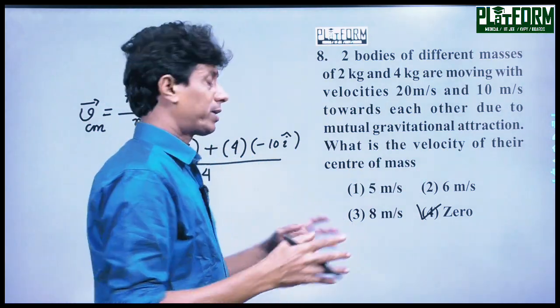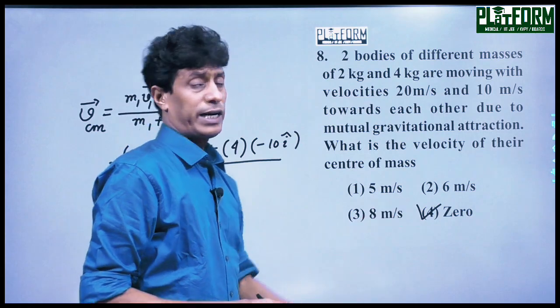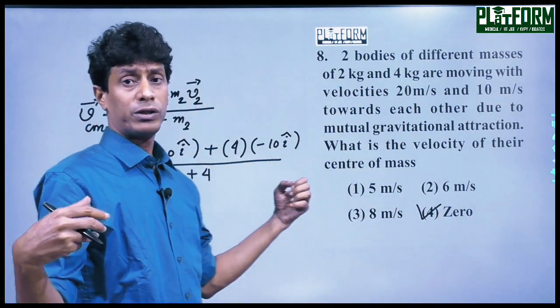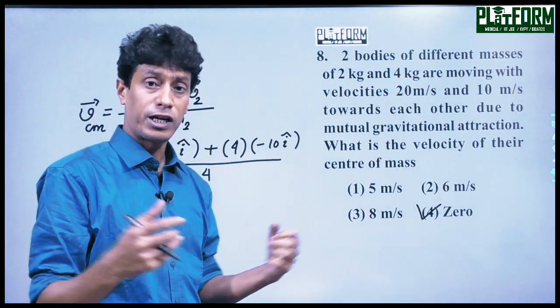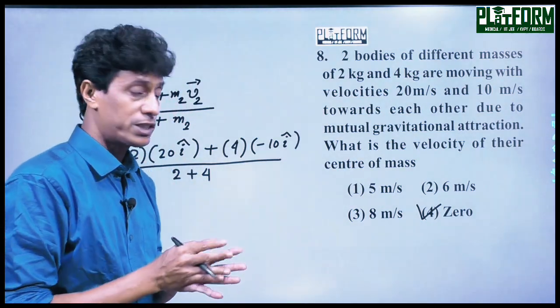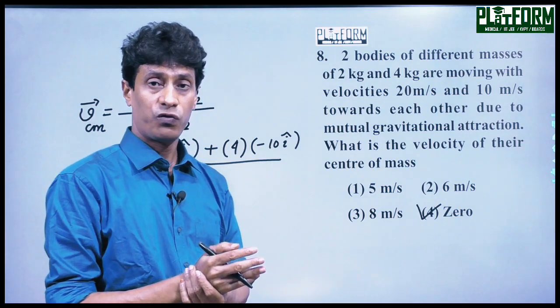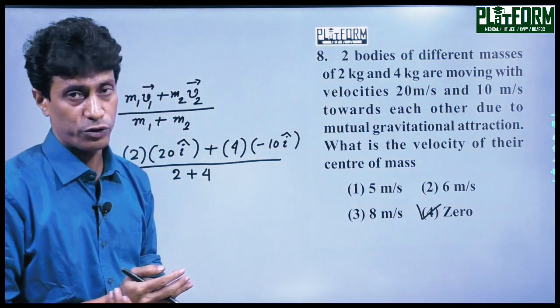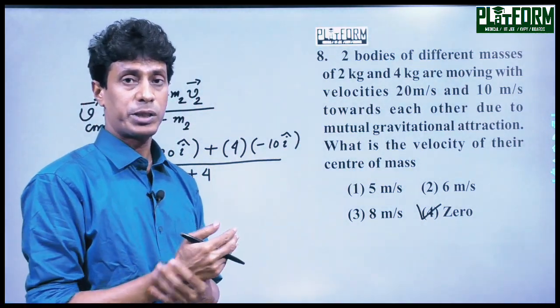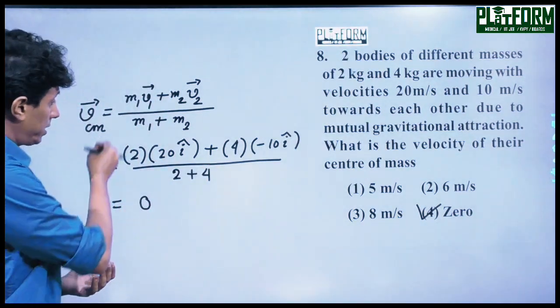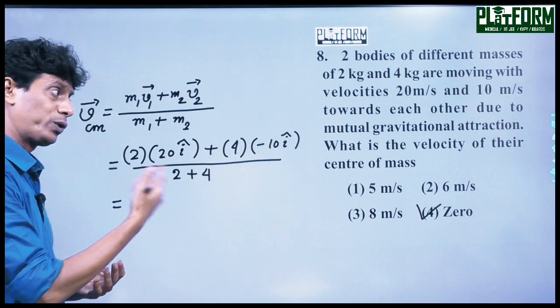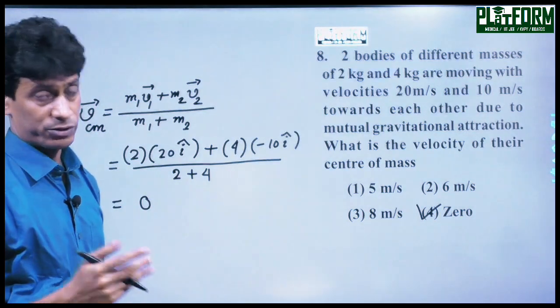So directly without calculation you can say the right option here, since the bodies moving towards each other due to the mutual attraction, that is internal forces, there is no external force applied on the system of bodies. So right option here is 4. Velocity of center of mass is always 0. It is also based on the concept, not necessary to calculate the velocity of the center of mass. You can directly find the answer here also.